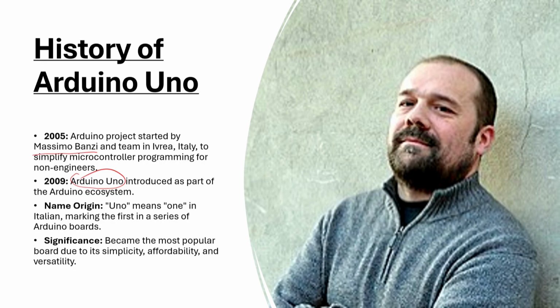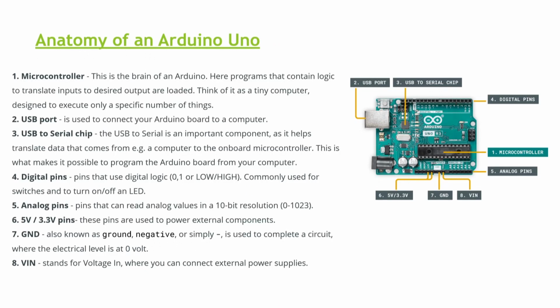So, this person's contribution is huge in terms of the development of intelligent products in which the controller is accessible to everybody. Now, specifically, what is the anatomy of Arduino Uno? Arduino Uno has the microcontroller, of course, which is the brain of Arduino, and here we load the programs that contain logic to translate inputs to desired outputs. You may think of it as a tiny computer. Other than that, it has a USB port which is used to connect Arduino to a computer, if you want to upload a program, download the results, etc.